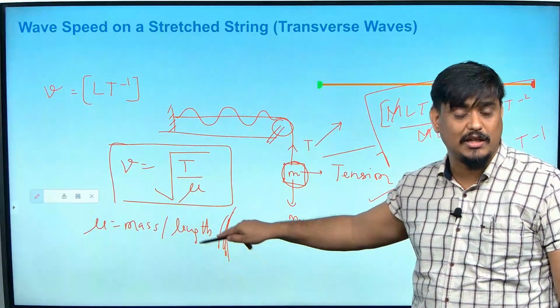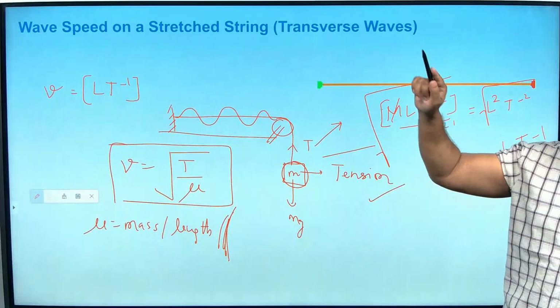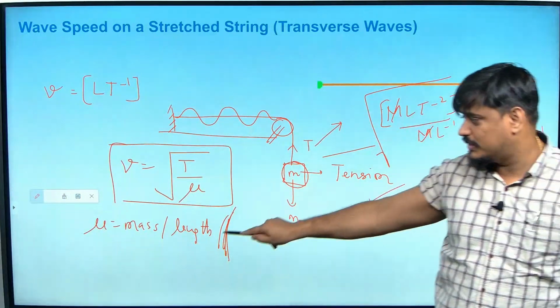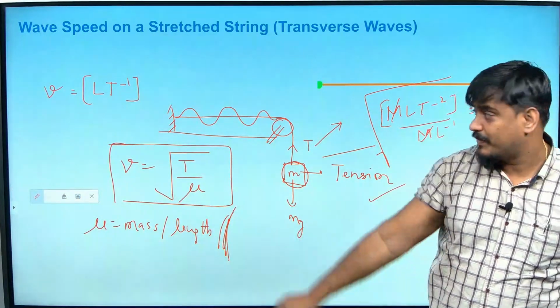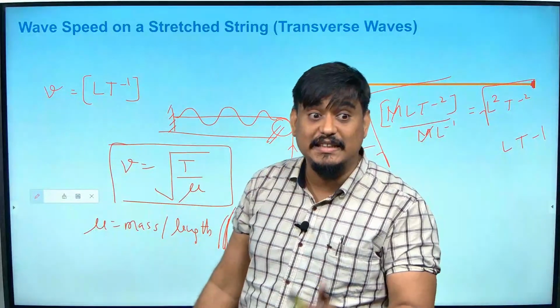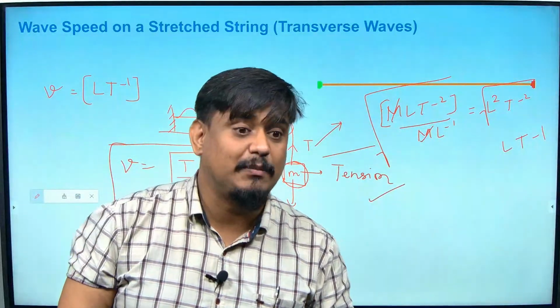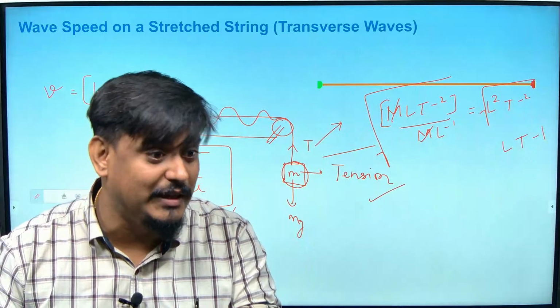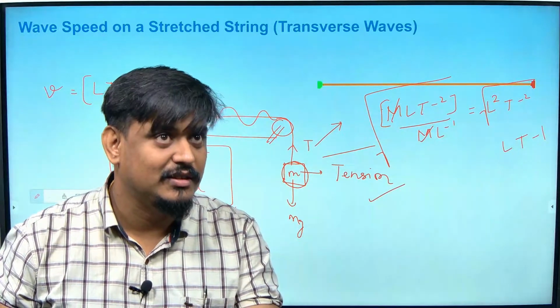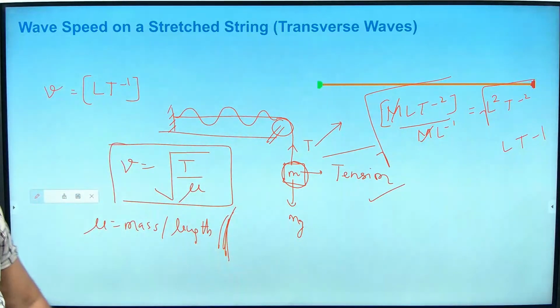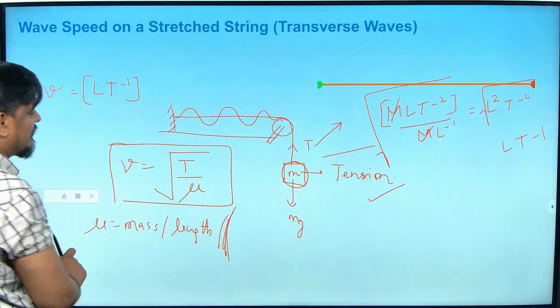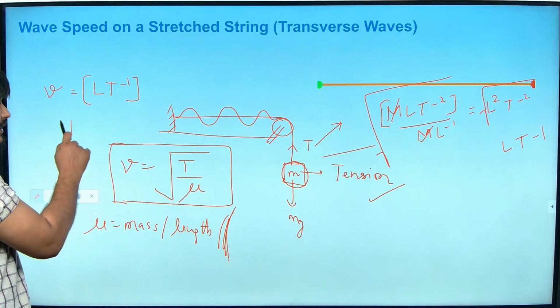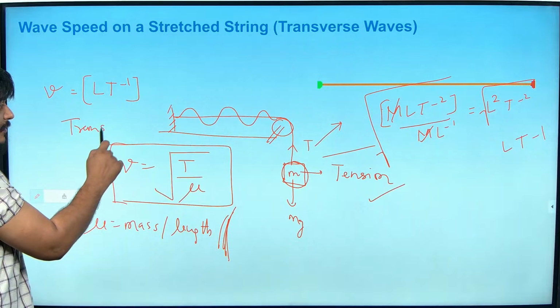Don't forget that. Don't start using refractive index or mobility or something else. Mu is mass per unit length. And T is the tension in the string. Sometimes tension will not be given directly; mass will be given, and mg will give you tension. I will give a question to make it more clear. But remember that this is the velocity of a transverse wave, not longitudinal.